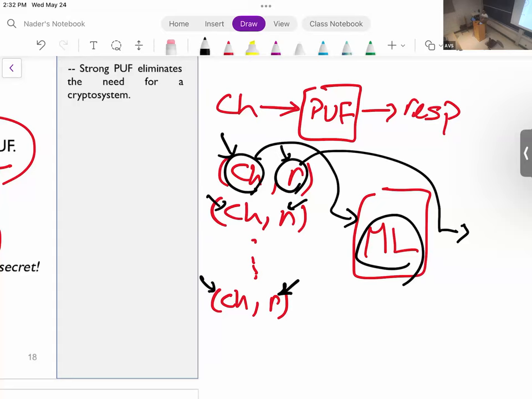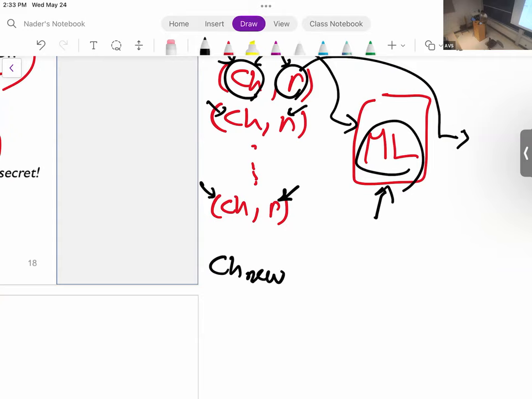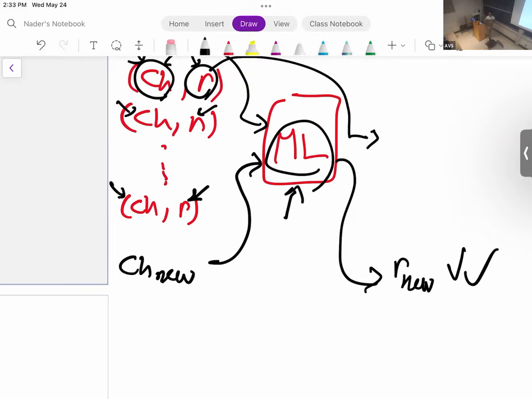Although I don't know the numbers, I'm going to force this machine learning algorithm, something like a deep neural network or SVM, et cetera, to learn the underlying mapping so that the next time I see a new challenge, although I don't know the response, I'm going to feed it into this machine learning model and hopefully this will give me the response. And this response might be correct. If it's the same as what the PUF is going to give me, then I'm essentially breaking this PUF, right? So I can attack this PUF.